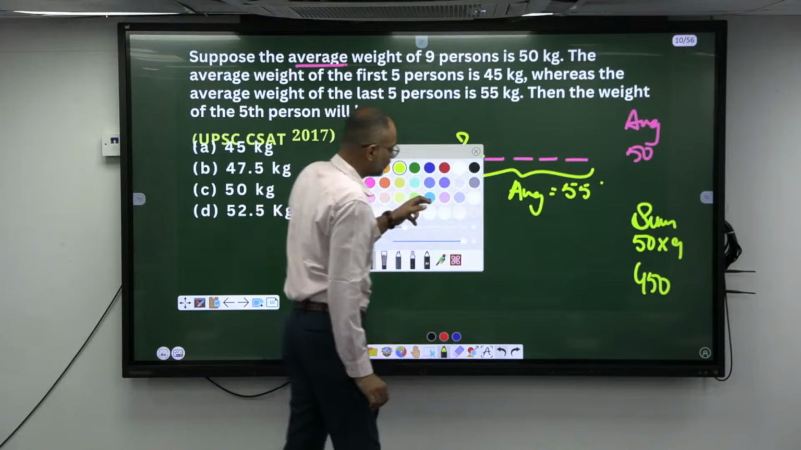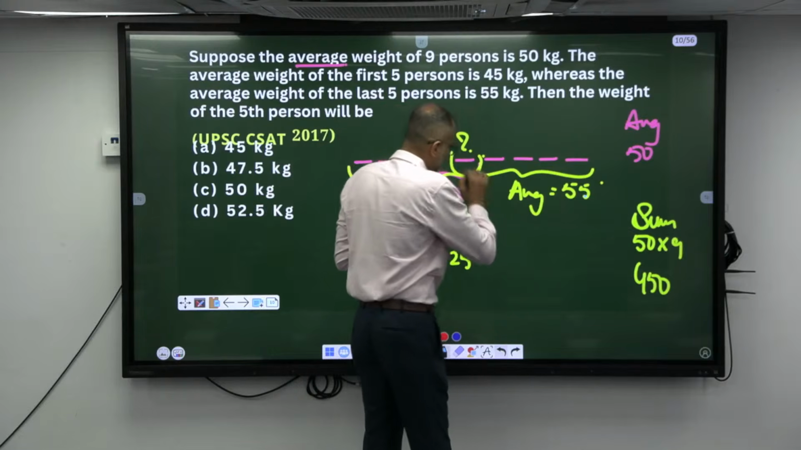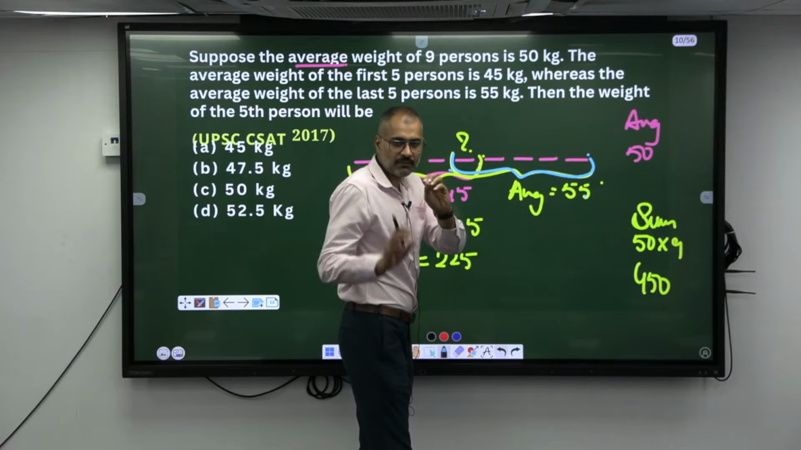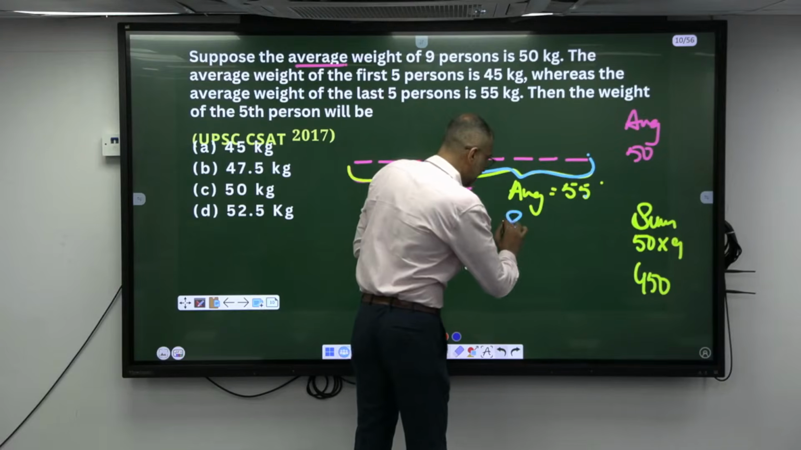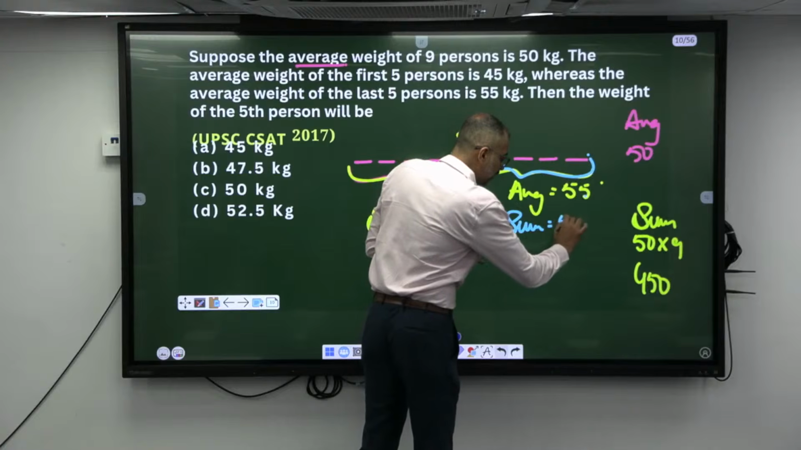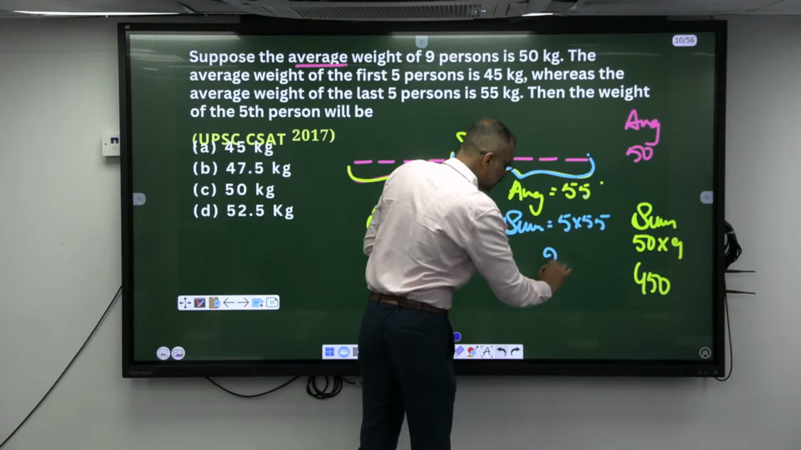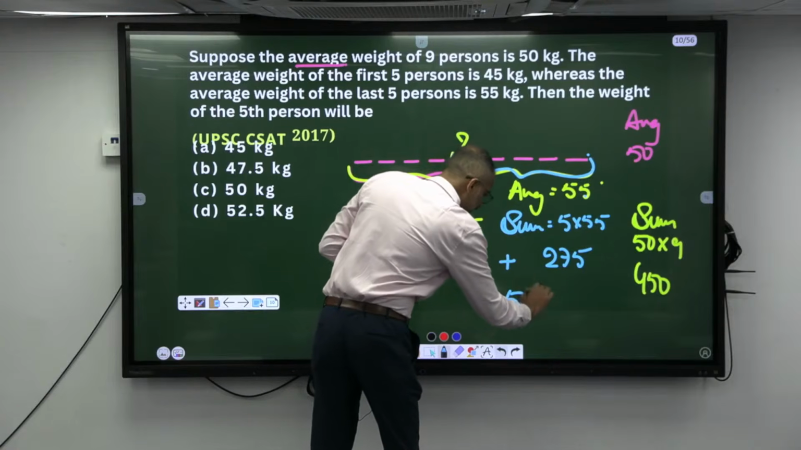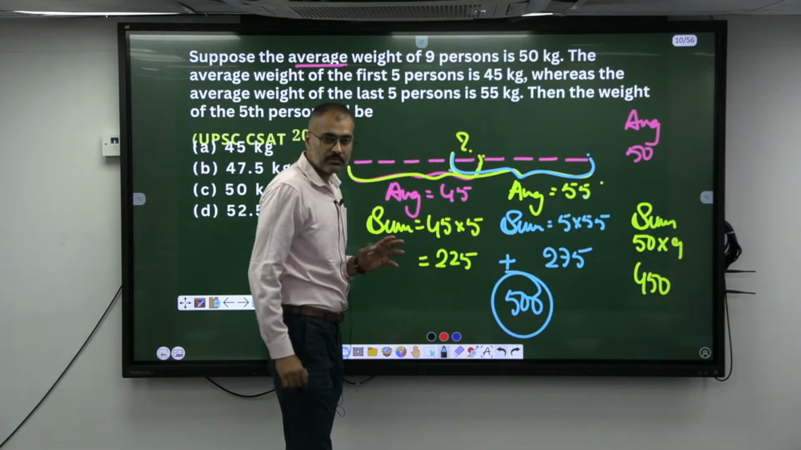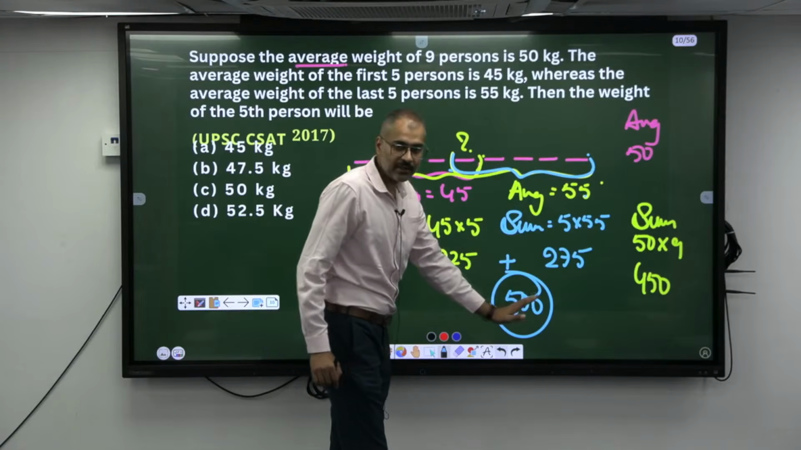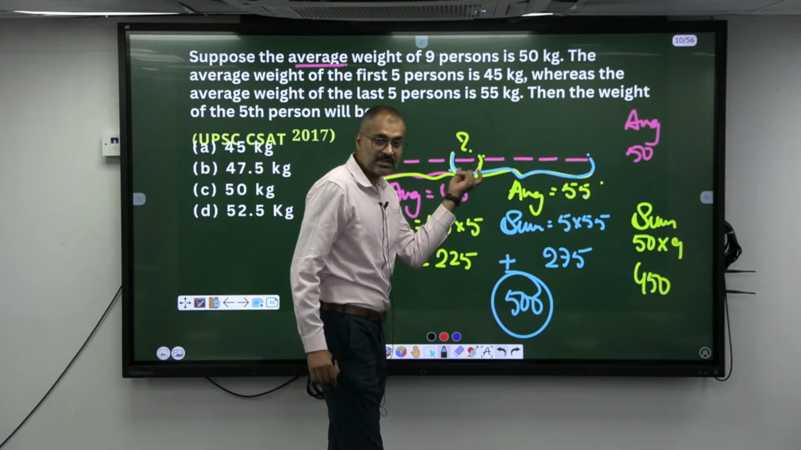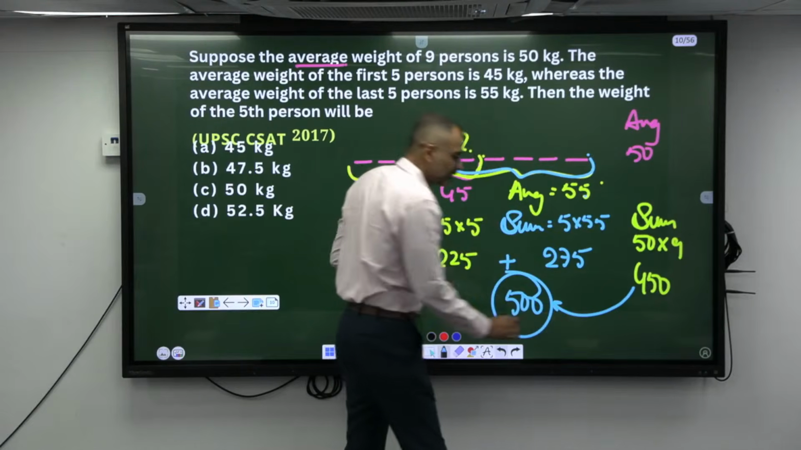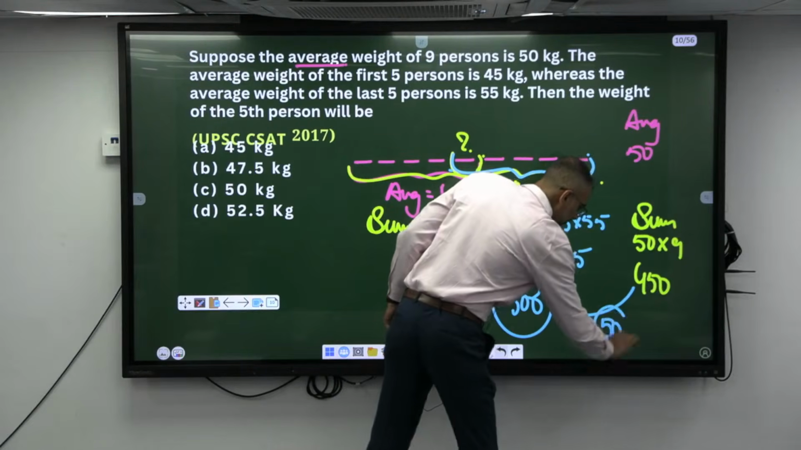If I now take the sum of only these observations, how many observations? 5. Each is 55, 55. So the sum has to be 5 into 55, which is nothing but 275. If I add these two, this gives me 500. But I have added this one twice, right? That's why I can see the difference here. Okay, what is the difference? 50. 50 itself is your answer.